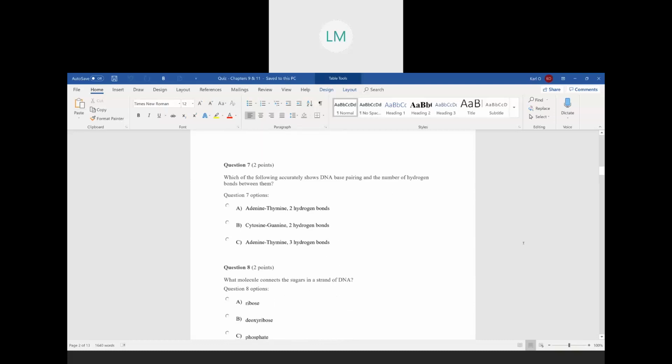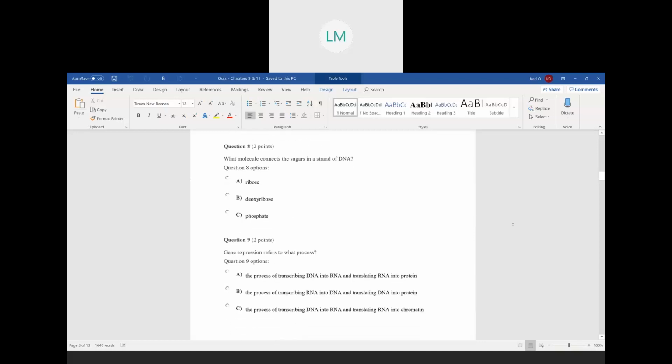Question number 7, which of the following accurately shows DNA base pairing and the number of hydrogen bonds? There was a figure in the textbook and in the lecture slides that showed this. The correct answer here is that adenine and thymine have 2 hydrogen bonds. Cytosine and guanine have 3 hydrogen bonds, and then adenine and thymine, just like we said above, only have 2 hydrogen bonds. So these 2 answers are not correct. This is our correct answer here, that first choice.